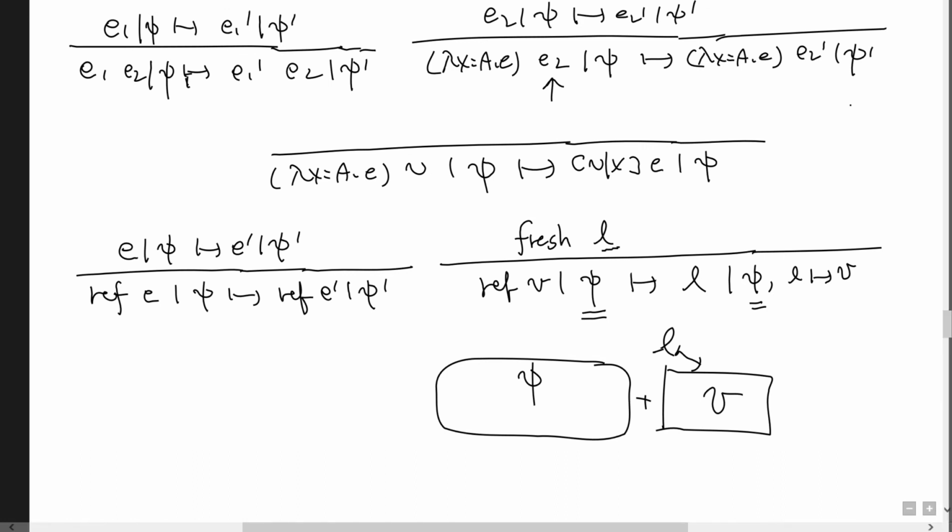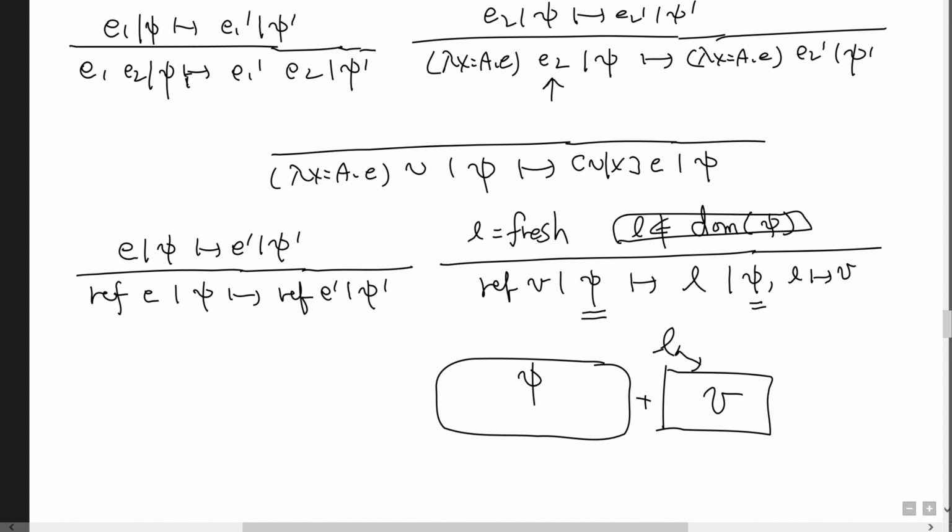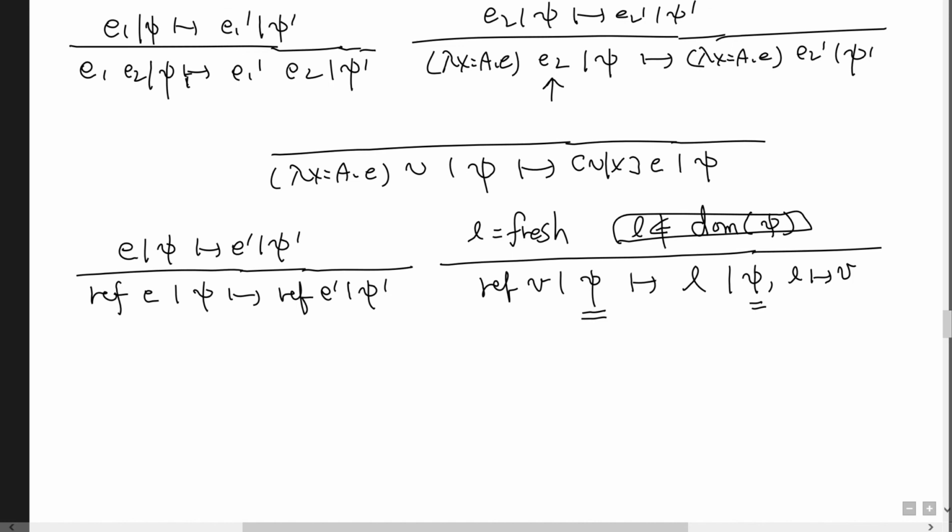So in the course notes, instead of using fresh L notation, we use this domain. The domain of this psi does not include L. So in the course notes, we write L is not found in domain of psi. But basically what this thing says is L is a completely fresh location that has not been generated before. So that's how you evaluate the reference.